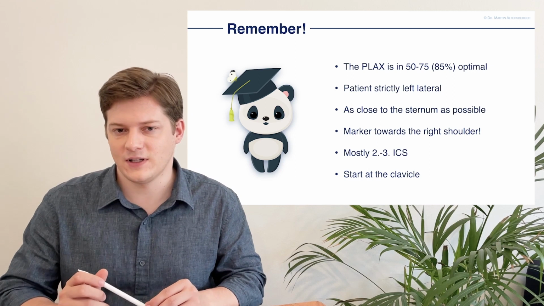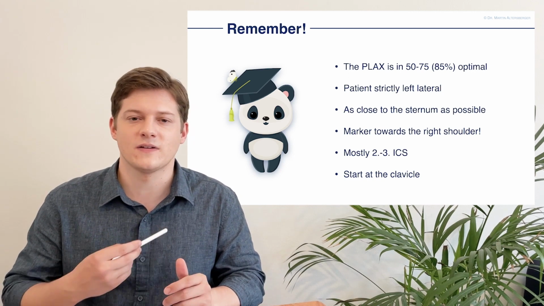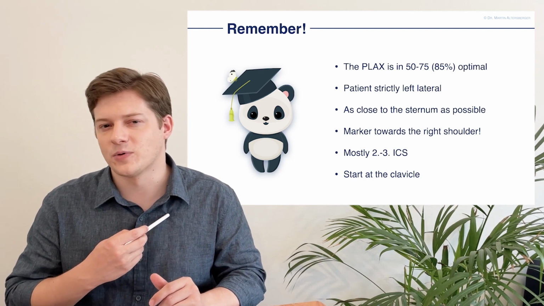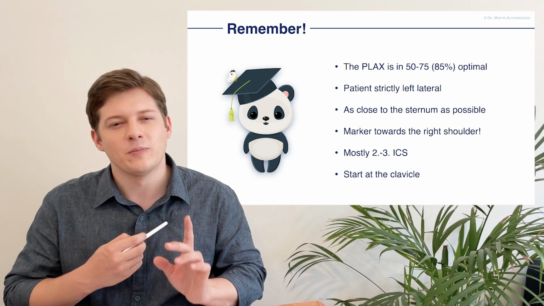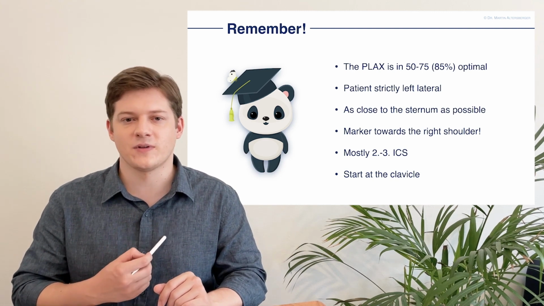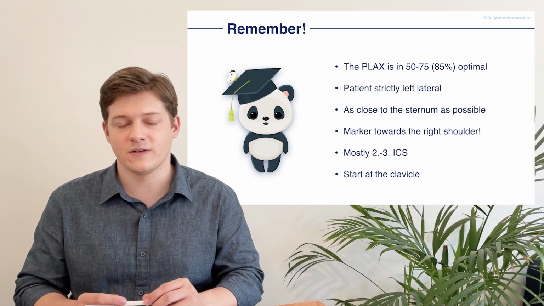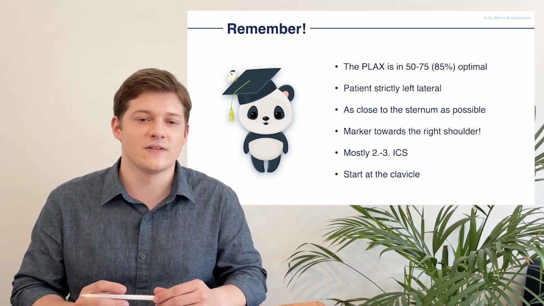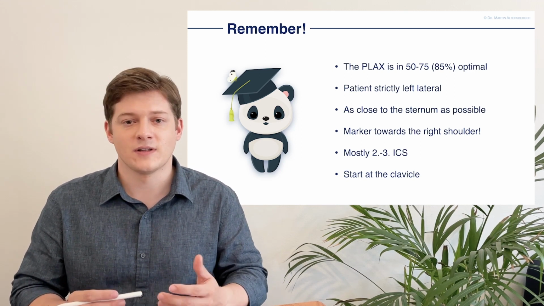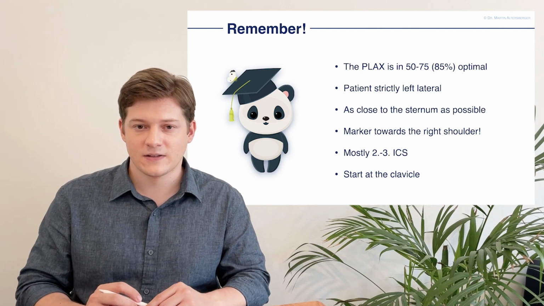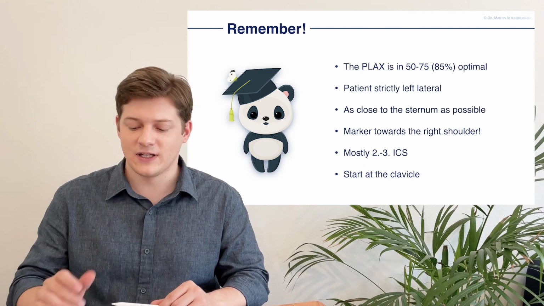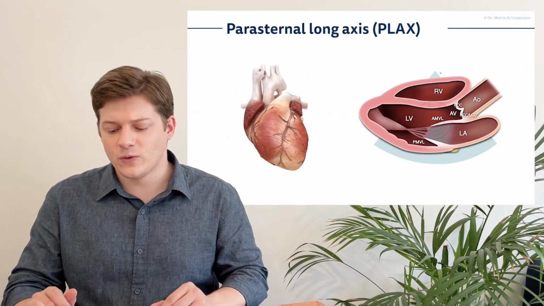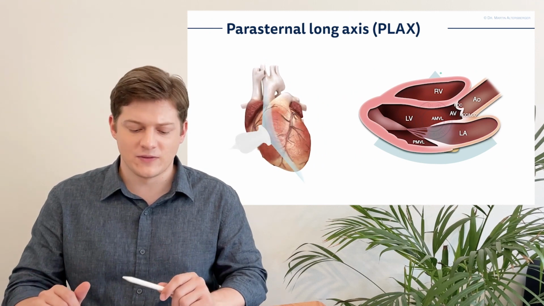And mostly the view you want to acquire is located in between the second to probably the third intercostal space, but don't be discouraged if it's sometimes in the fifth or even sixth intercostal space. That simply can happen and is very, very different in the patients we see. And once more, start really at the clavicle. If you do that, the parasternal view is relatively easy to acquire.